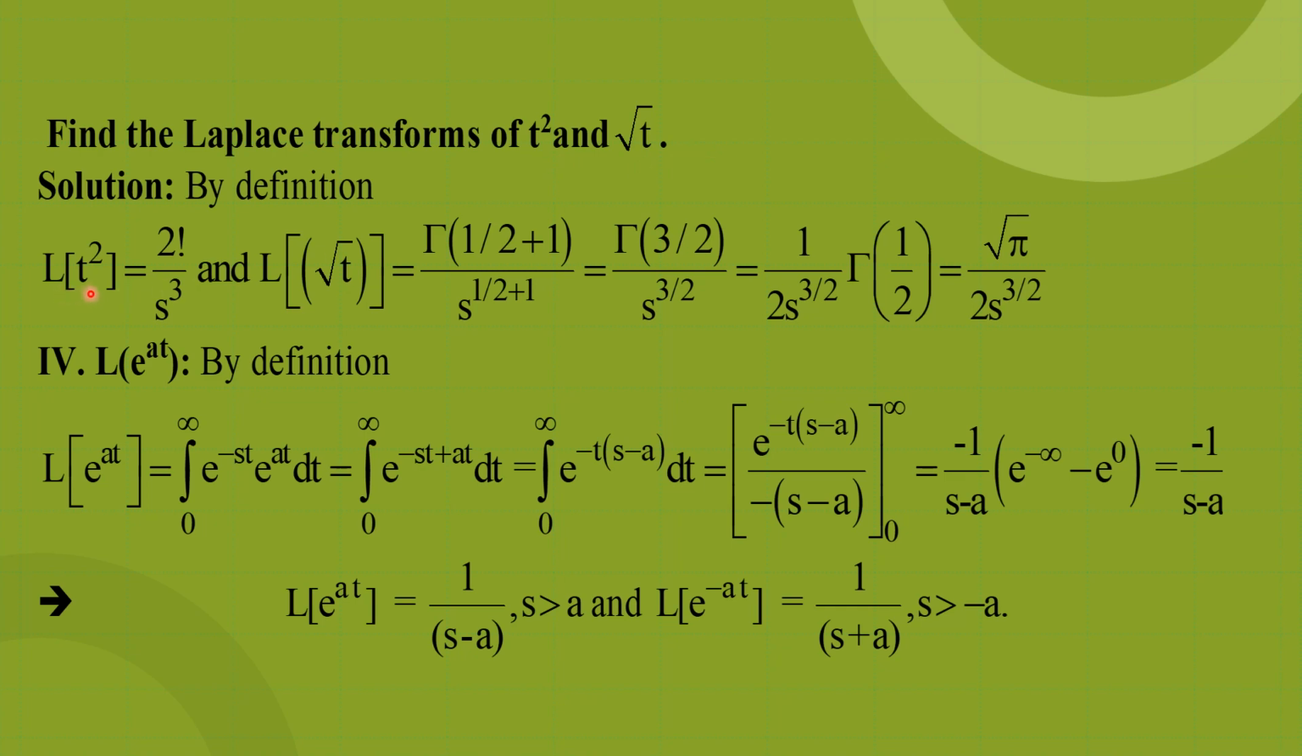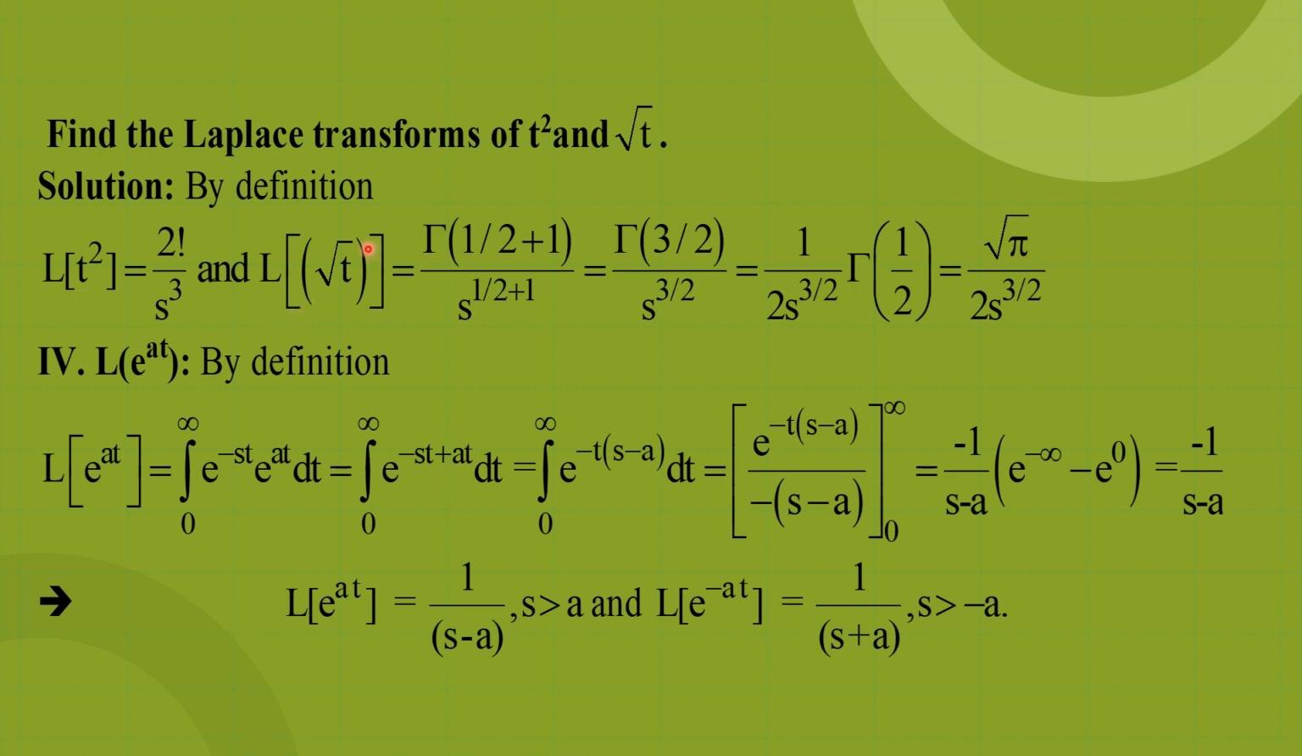So Laplace of t square, by using the formula Laplace of t power n equals n factorial over s power n plus 1. Here n is replaced with 2, so 2 factorial over s power 3. This is the answer of Laplace of t square.